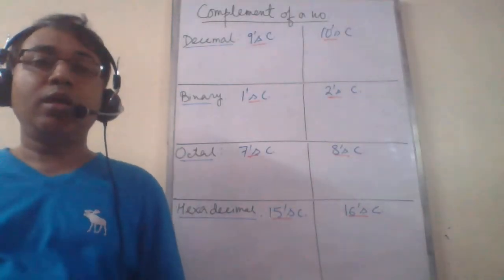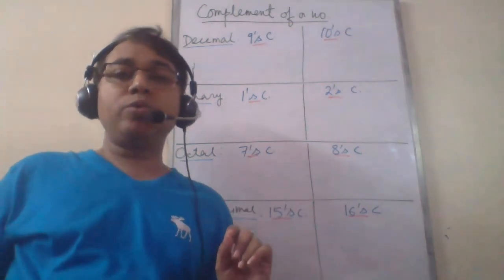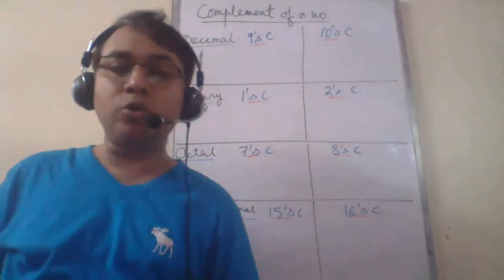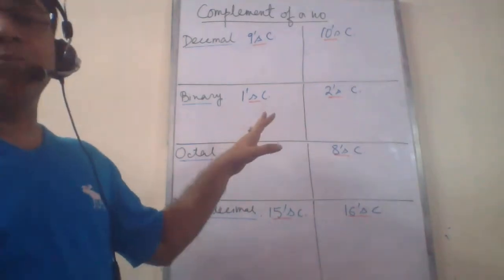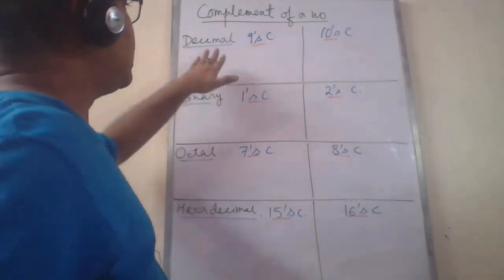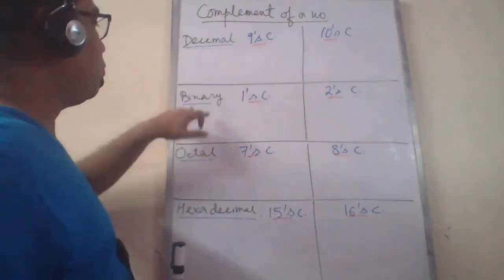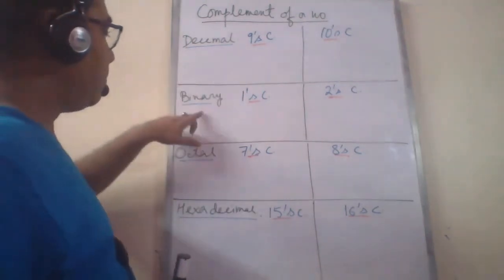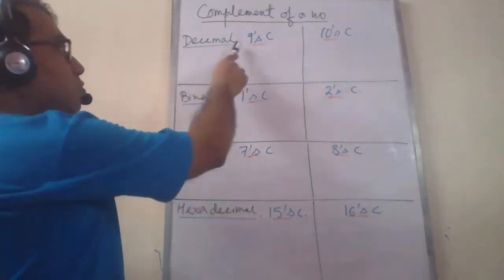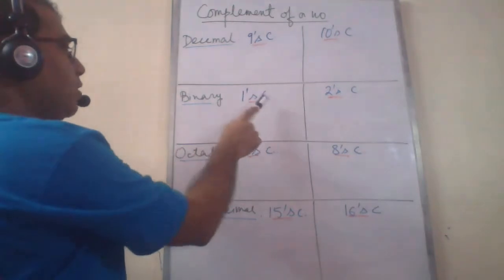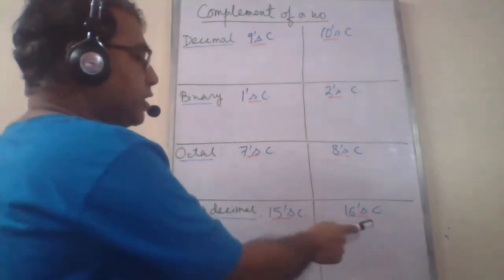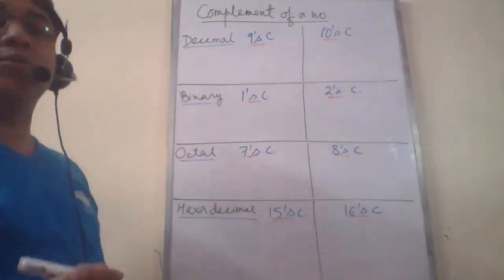Hello students. Now I'm going to show some examples on the complements of a number, what you have just seen in the notes. Here on the board, I'm showing some examples. Now just let me define the board first. We all know we have 4 number systems: decimal, binary, octal, hexadecimal, and each number system has 2 forms of complements. So decimal has 9's complement, 10's complement, binary 1's, 2's, octal 7's, 8's, and hexadecimal 15's and 16's complement. So I will show with some numbers.